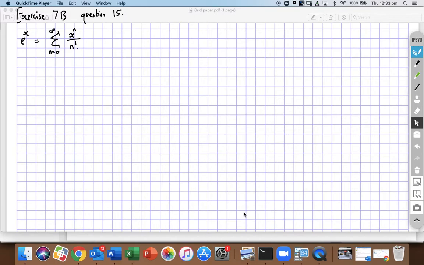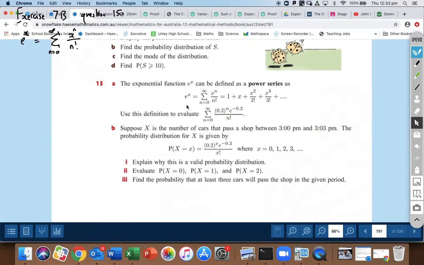I'm looking at question 15, 7b question 15. I had another class question about this. I talked about it in the Zoom lesson, but I think we should actually look at it again. I think I can explain things a bit more clearly than I did in that Zoom lesson, and this is really worth looking at.